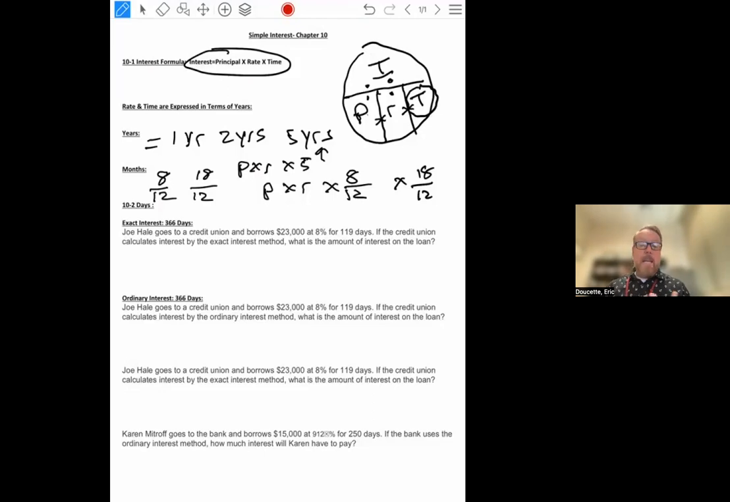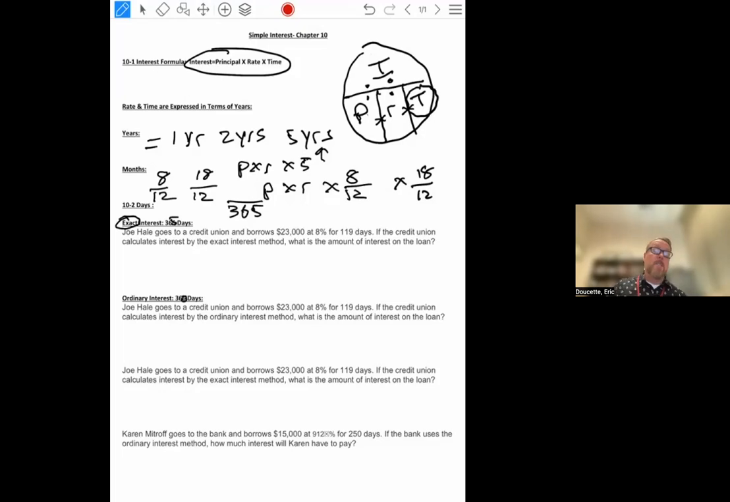And so how many days are in a year? We all know that there's 365 days in a year, and 365 would be the factor that you use, and that's what we have here, 365 days. Sorry, there's some mistakes on here. So that's what we call exact interest method when it comes to days, because you're using exactly 365 days. That's how many days are in the year.